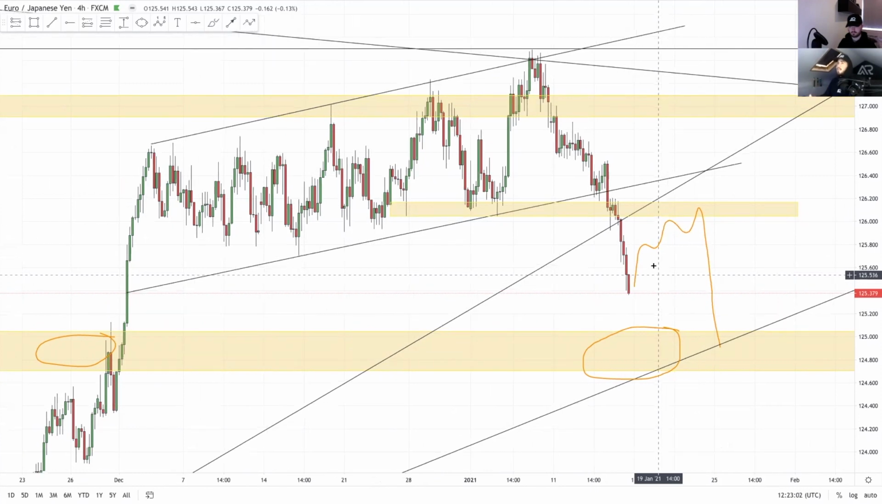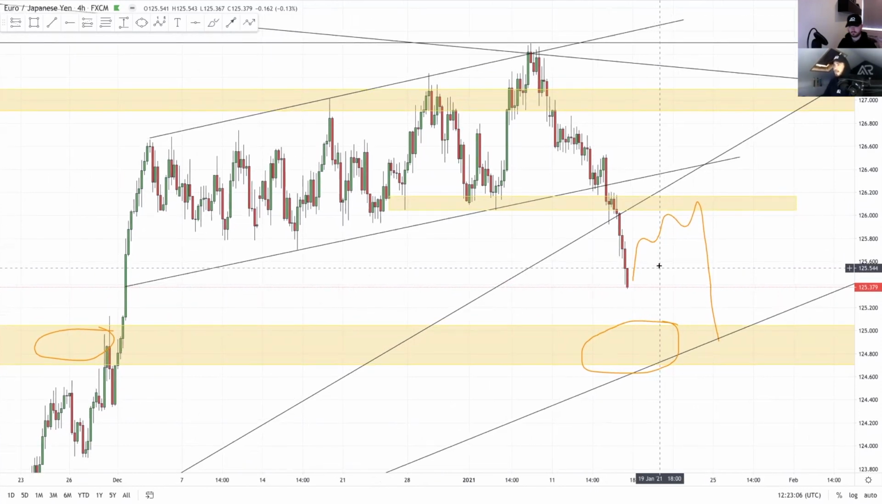But yeah, this is basically a breakdown of Euro JPY, a sell bias going into next week.